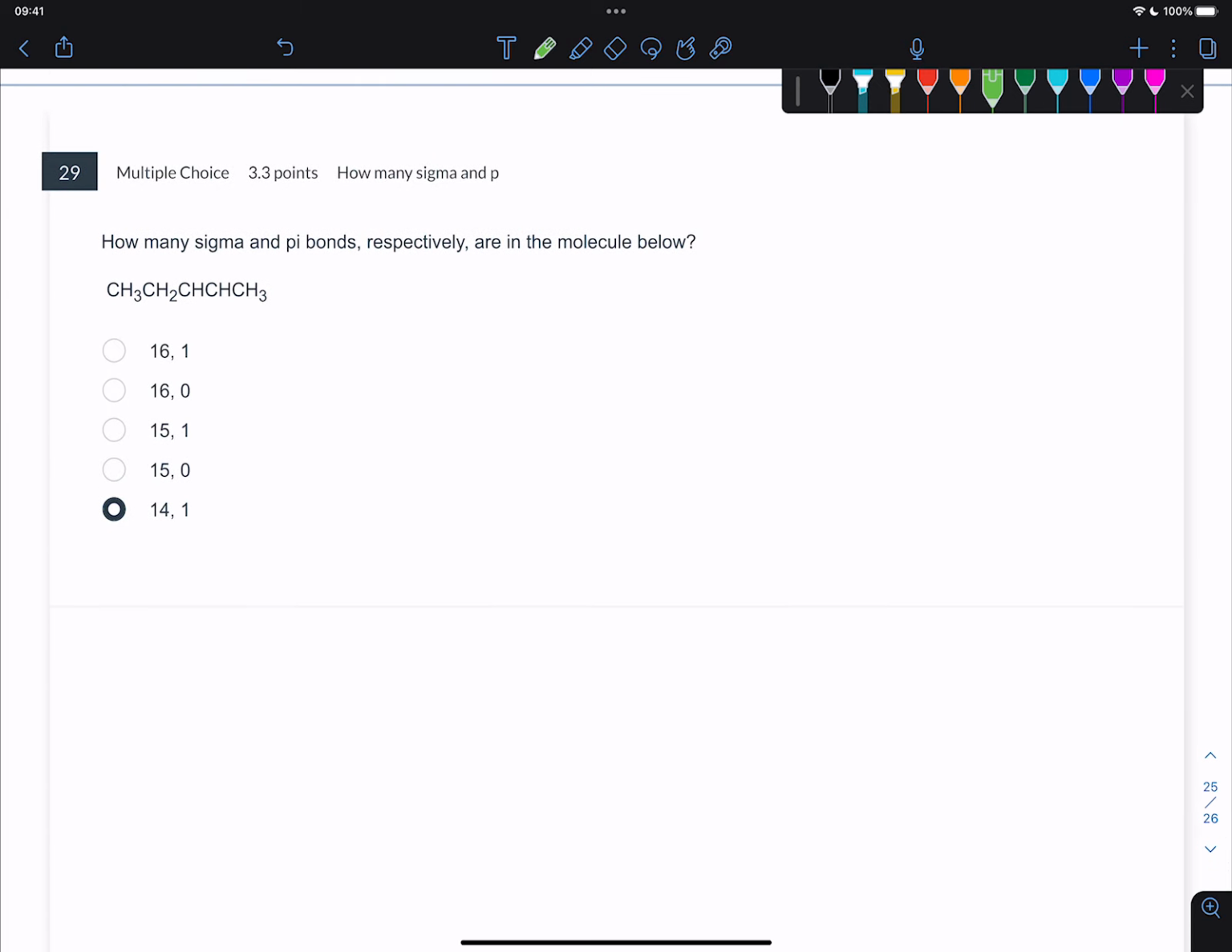29. How many sigma and pi bonds respectively are there in this molecule? This is one of those ones where you kind of have to just draw it out, and hopefully you had some practice with learning how to do these. So let's do it. You have a carbon with 3 hydrogens on it. That's going to be the end cap. H, H, H. Then you have the next carbon.